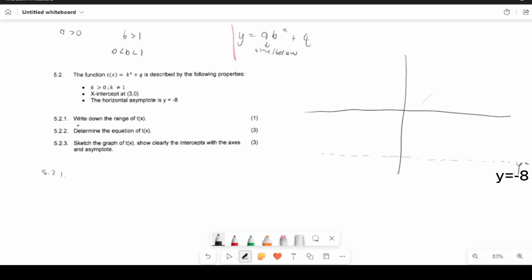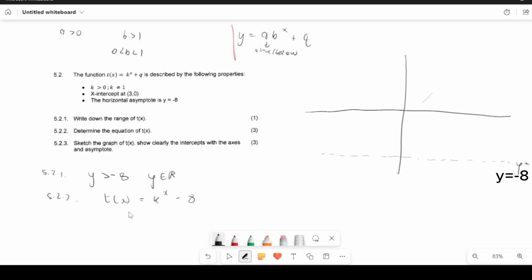Okay, so 5.2.1, write the range of the t of x function. We already discovered that the function lies above the asymptote of -8, so therefore y is greater than -8, y an element of the real numbers. Now 5.2.2, they tell us to determine the equation. Remember, -8 is q, the value of q is the asymptote. So t of x is equal to k to the power of x minus 8.